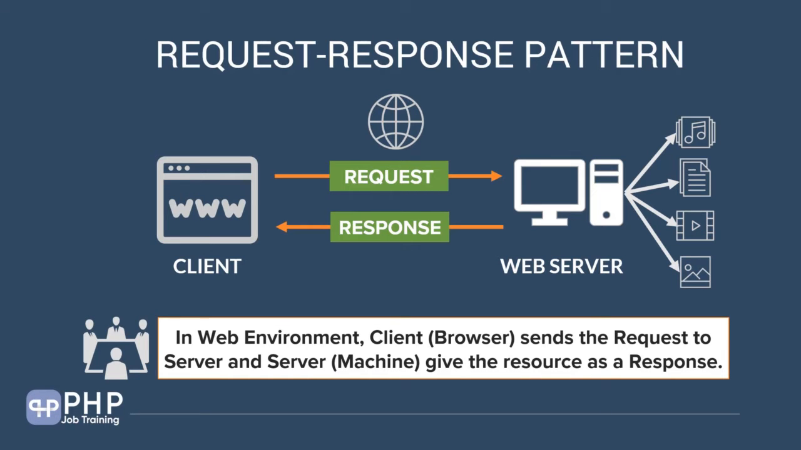Well, here's a standard definition. In web environment, the client, the browser, sends the request to the server, and the server, which is nothing but a machine, gives a resource as a response. Okay, so this is how the communication happens between two systems. One is called the client, who's requesting. One is called the server, who is responding to that request. Okay, so let's continue and see this example in the real world.